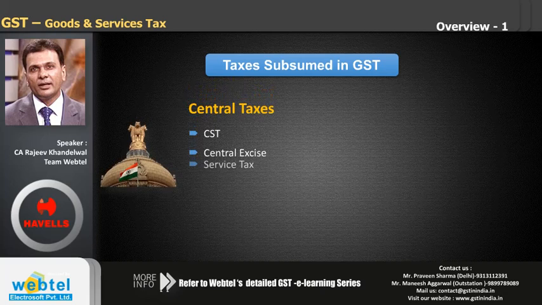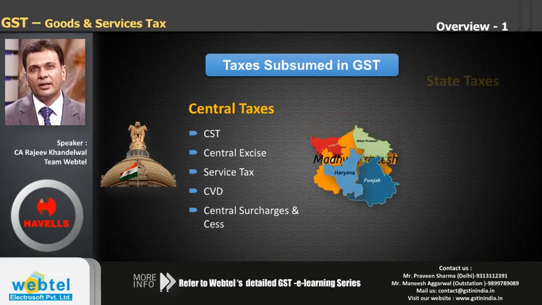When we talk about the central taxes, whether it is excise duty, service tax, CVD, that is countervailing duty in the case of imports, and central surcharges and cesses, all these will be subsumed in GST. That is, once GST comes into operation, these taxes will not be levied and GST will be levied in their place.